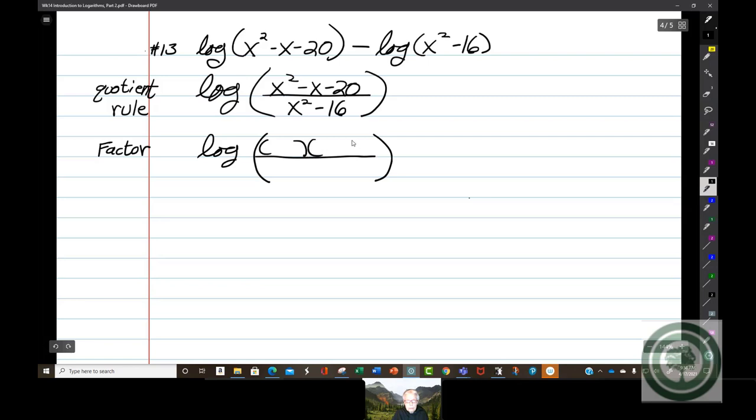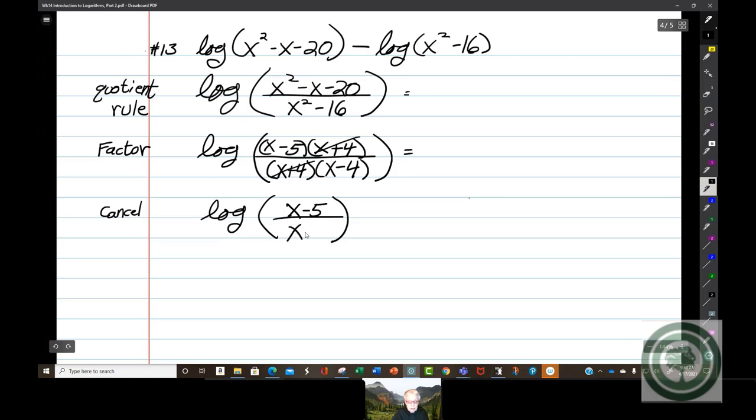All right, boom, boom, boom, boom, x, x. 4 times 5, so minus 5 times plus 4. Over the difference of two squares, then I'm going to cancel, old-fashioned canceling. The x plus 4s cancel, and so your answer is kind of quick and easy, x minus 5 over x minus 4.